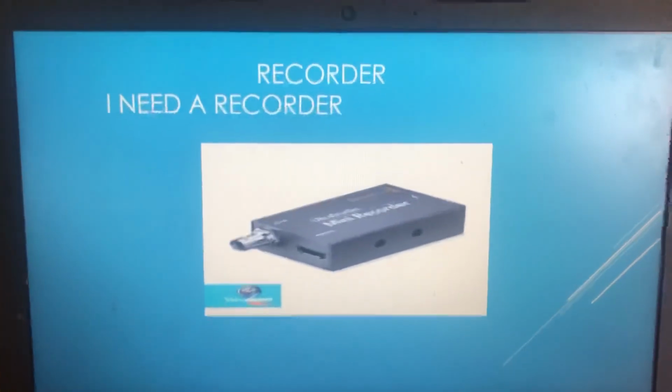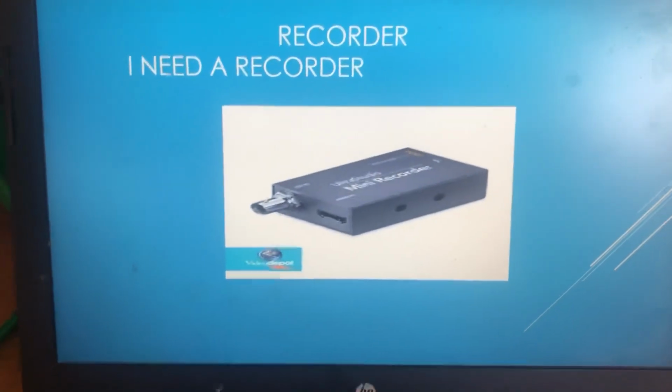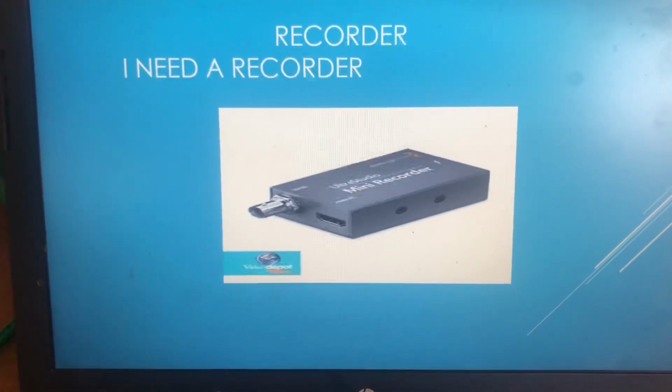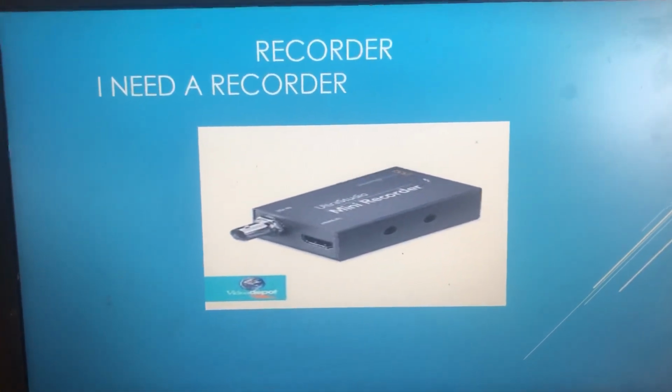Okay, now let's go with sentence number 6. I need a recorder. Look, this one, it's a recorder. It's a gadget used to record your voice in order that you can listen later. So, do you have a recorder at home? Okay, so repeat recorder.